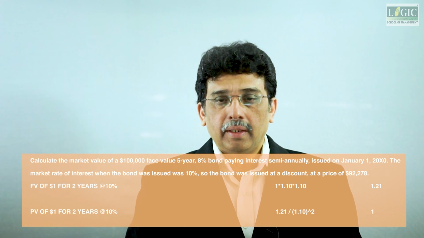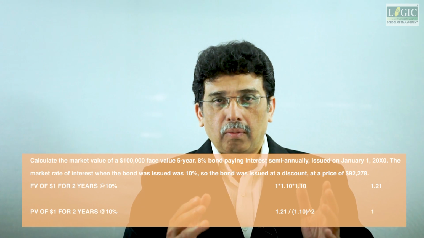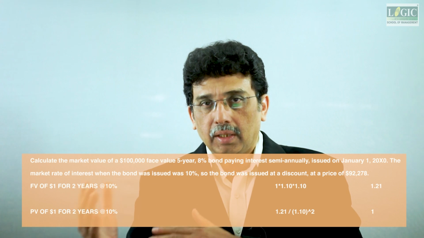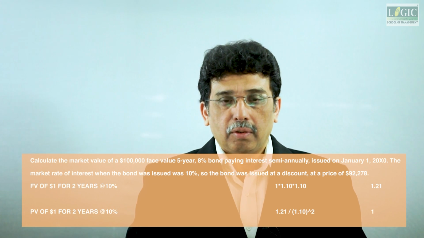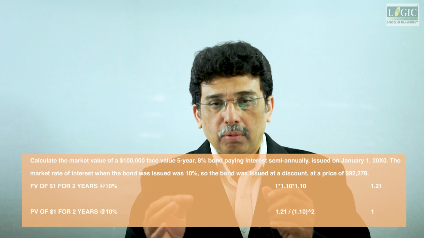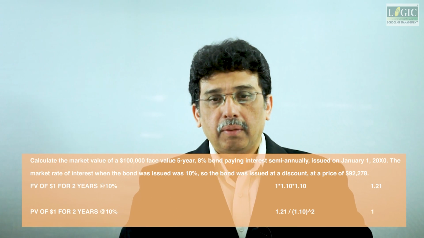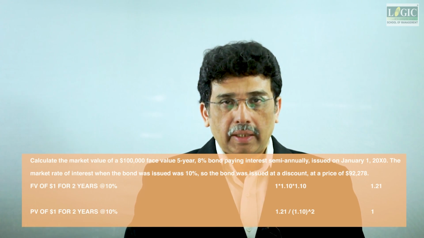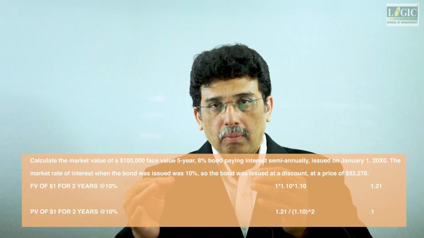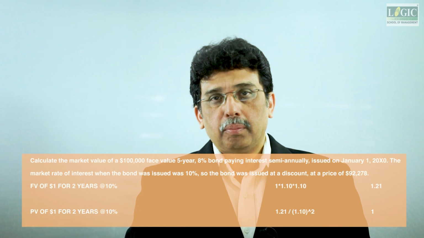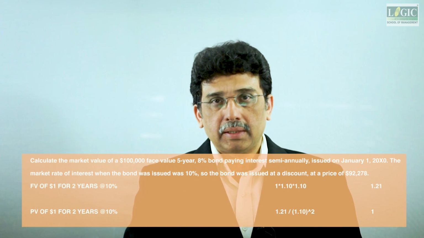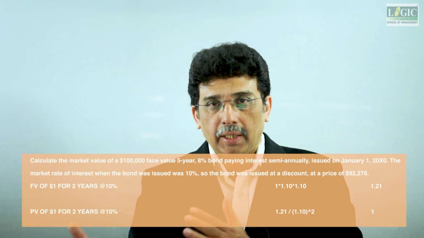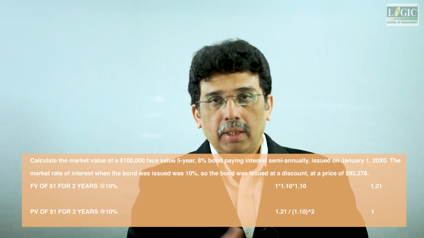So how do we calculate that? 1 multiplied by 1.10 multiplied by 1.10 is equal to 1.21. So we are multiplying $1 by 1.10 whole square to give us 1.21. So $1, that is the present value, will be equal to 1.21 divided by 1.10 the whole square. So that will give us 1, right? It works both ways. From the future value we can calculate the present value and vice versa.